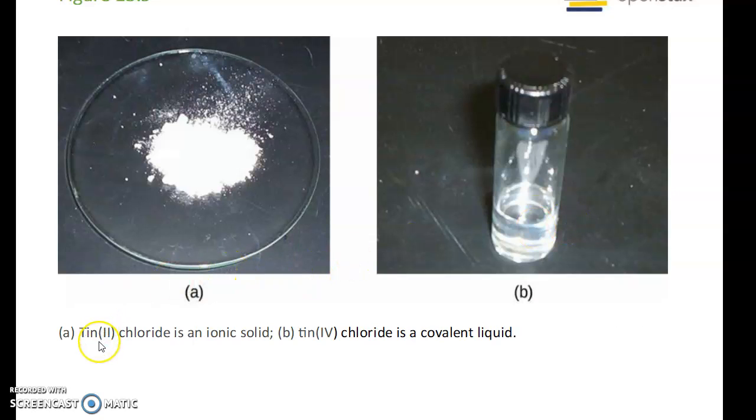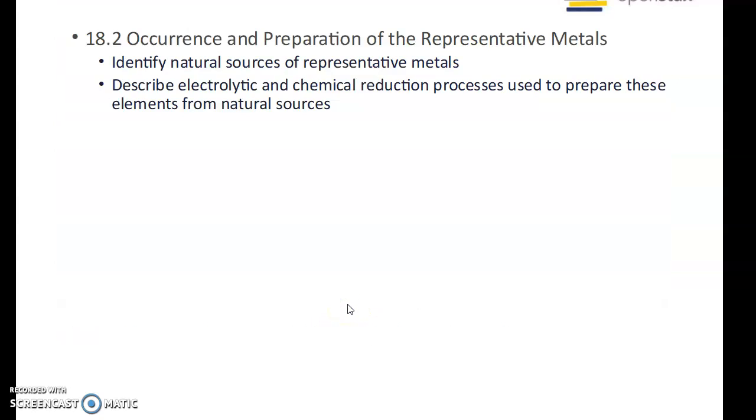Tin also, depending upon whether it's tin 2 or tin 4: with tin 2 chloride, you get an ionic solid. If you get tin 4 chloride, you've got a covalently bonded material, and it's a liquid. So it depends not only on the element, but especially for the transition metals, on its ionic state, in terms of how it behaves and the properties of the molecules it's going to form. So let's start talking about the representative metal salts.